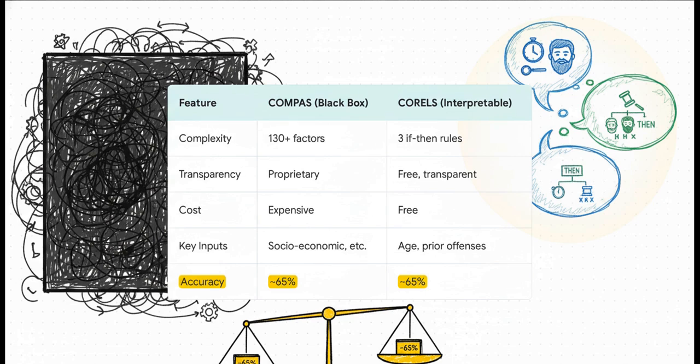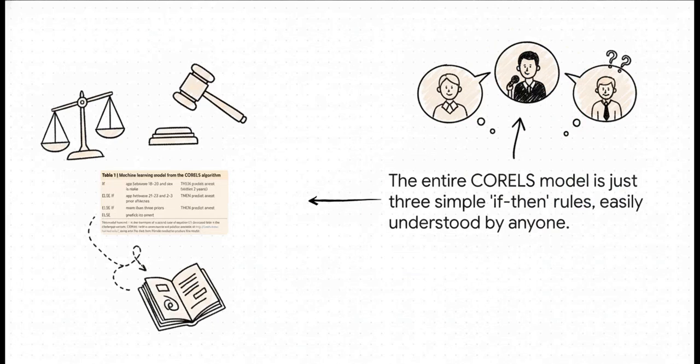And now look at the bottom line. Their accuracy is basically identical. All that extra complexity in the black box buys you absolutely nothing in performance, but it costs you everything in transparency. And check this out. This is the entire CORELS model. That's it. 3 rules. A judge, a lawyer, anyone can read this and understand exactly how the recommendation was made. There's no mystery. It's all right there.